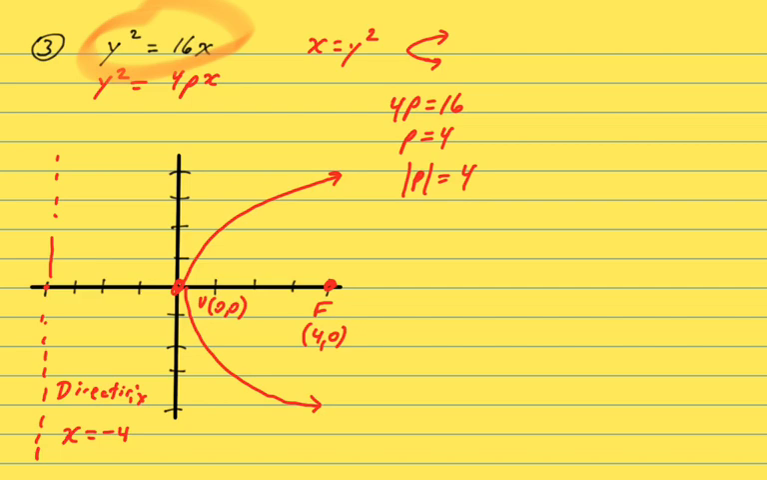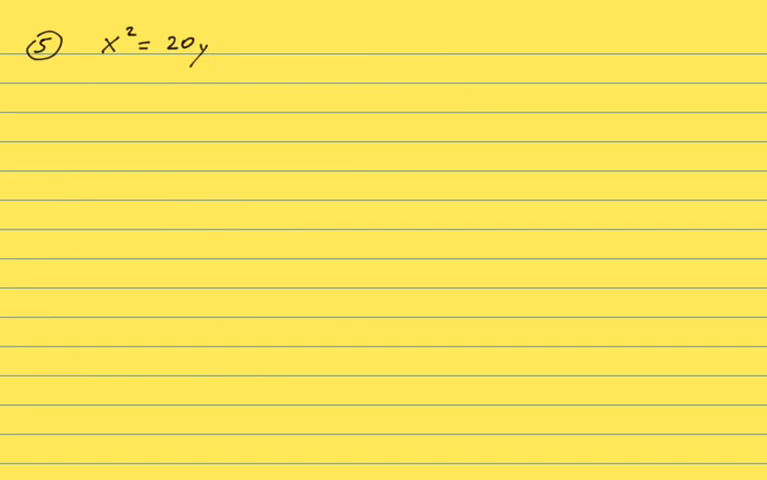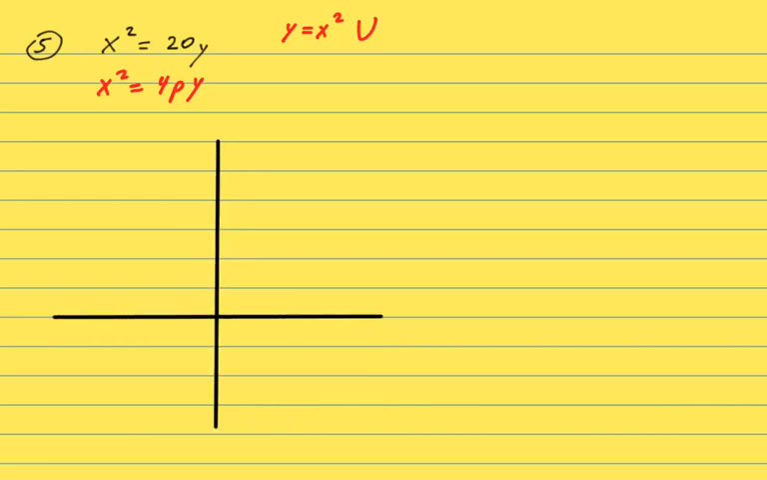So let's try another one. Okay, so again, the goal is to rewrite them into standard form. Number 5 is almost in standard form. Well, actually it is already. You have x squared equals 4p times y. So this is of the form of y equals x squared, which means it opens upward. So when I graph this, I'm going to have my vertex at the origin at 0, 0. Let me mark off a few in each direction. Anyway, we have a parabola, vertex is at 0, 0, and we have it opening upward.